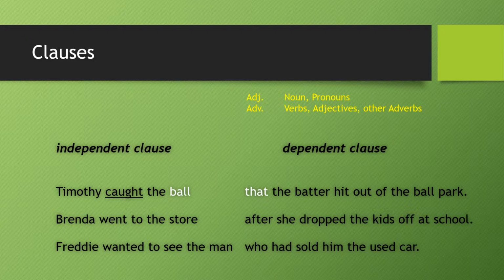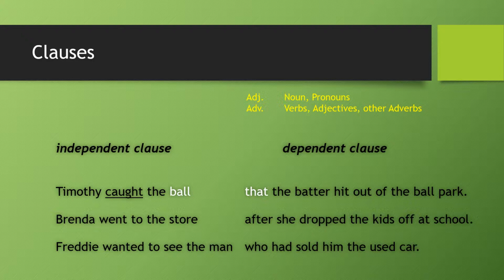Well, in the first sentence, Timothy caught the ball that the batter hit out of the ballpark. So the word that is modifying the word ball. Which ball? Well, the ball that the batter hit out of the ballpark. So in this sentence, it's an adjective.